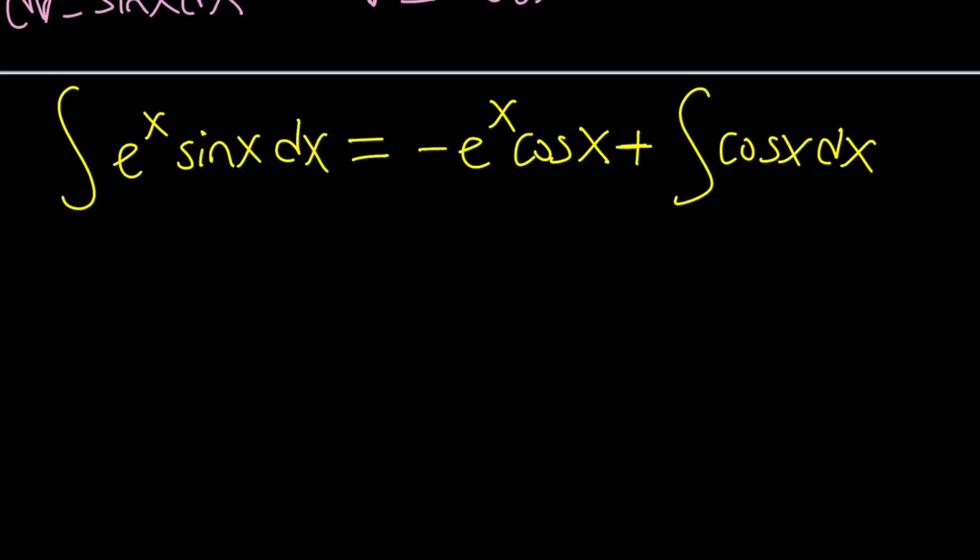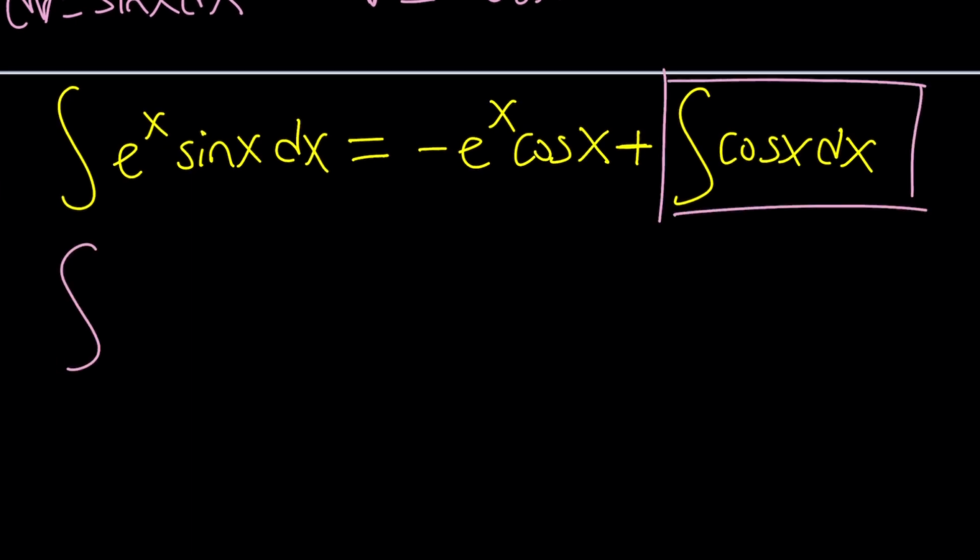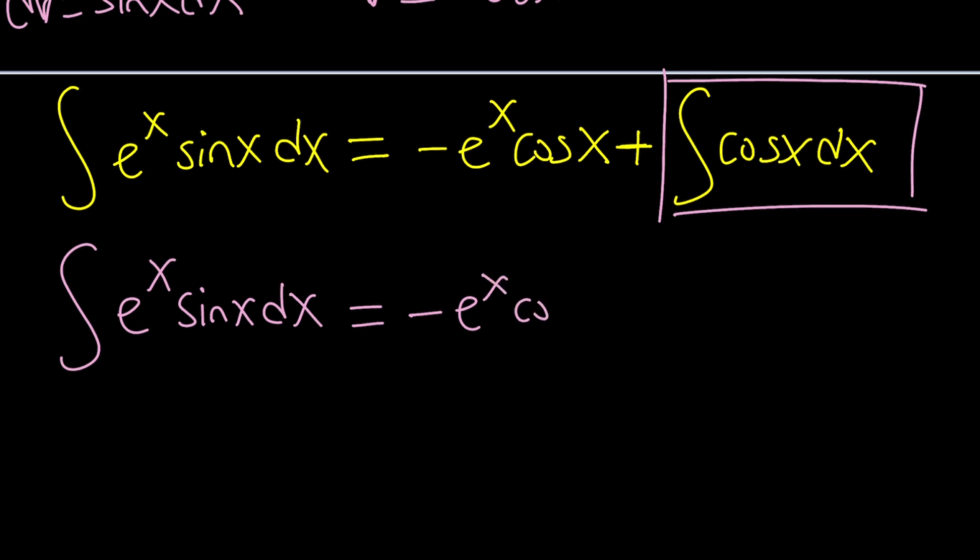Nice. So this gives us the following. We know how to integrate cosine, don't we? Yay, we can do that. Easy. Okay. Now let's go ahead and write integral of e to the x sine x dx. The integral of e to the x sine x dx is negative e to the x cosine x plus sine x. Right? Okay. What are we going to do now?